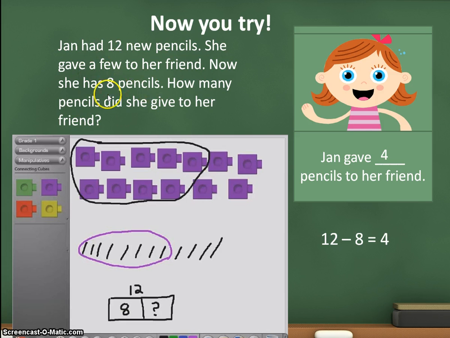If I subtract the 8, which I know she has left, from the 12, which I know she had, that will give me the difference of what she gave away. So my model, I circled the 8 she had left, so I could clearly see the ones that she gave away. My subtraction problem, 12 minus 8, matches the model and matches the problem. 4 makes sense because I know 8 plus 4 equals 12. So 12 minus 8 would be equal to 4.